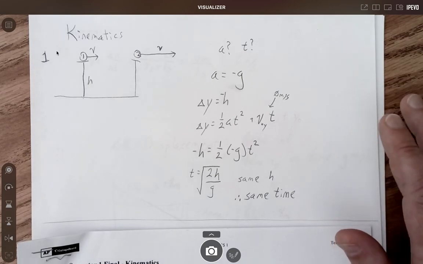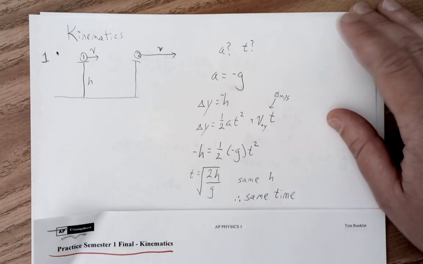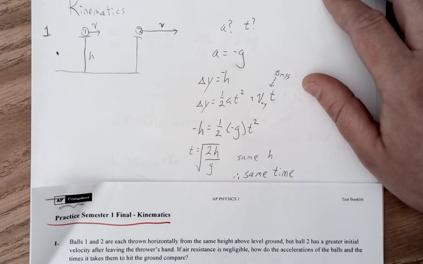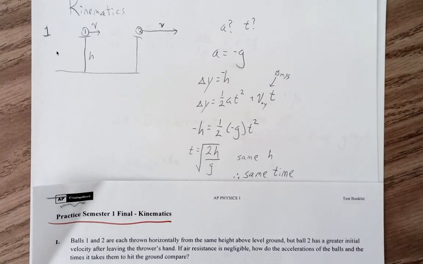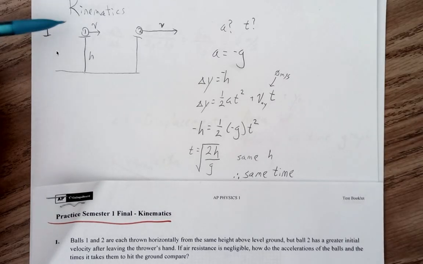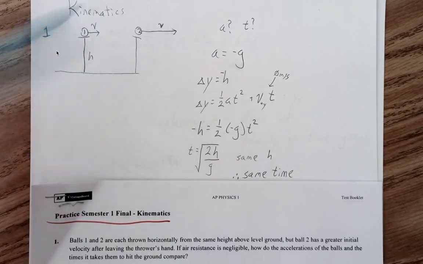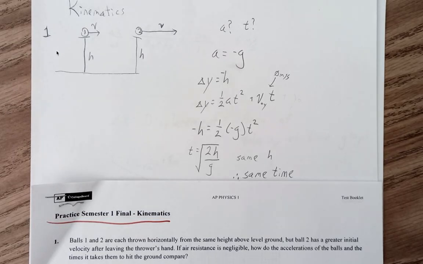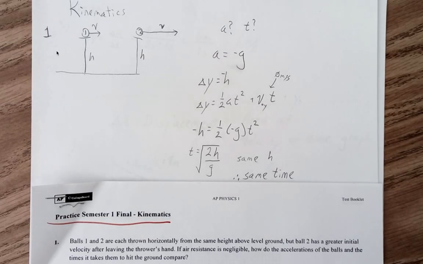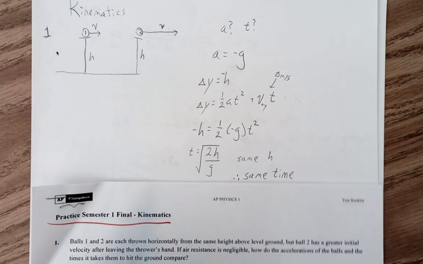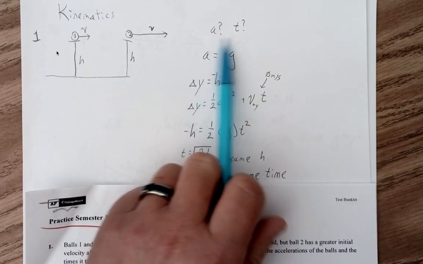So in our kinematics final practice here, this number 1 says that balls 1 and 2 are thrown horizontally from the same height h. They're saying air resistance is negligible, and they're asking about the acceleration and the time it takes to hit the ground. So I made it clear I'm trying to get acceleration and this time.